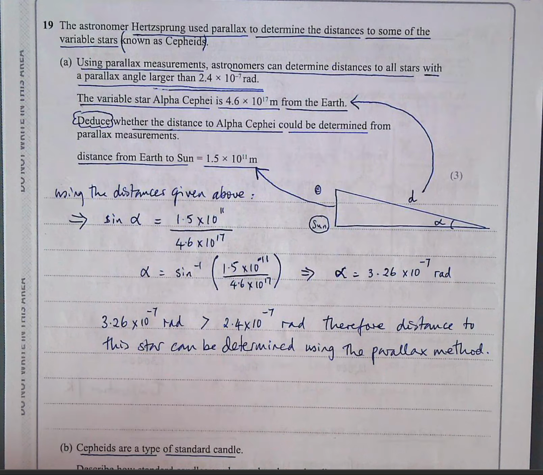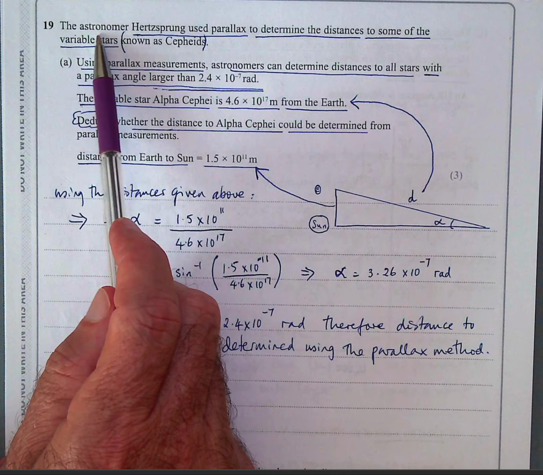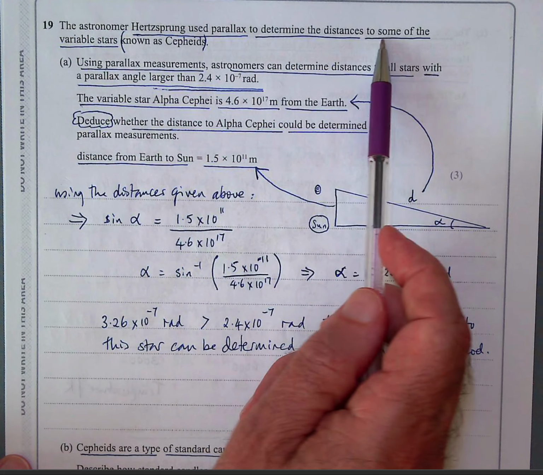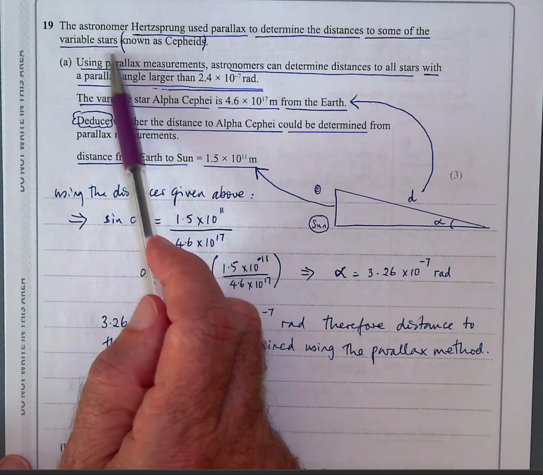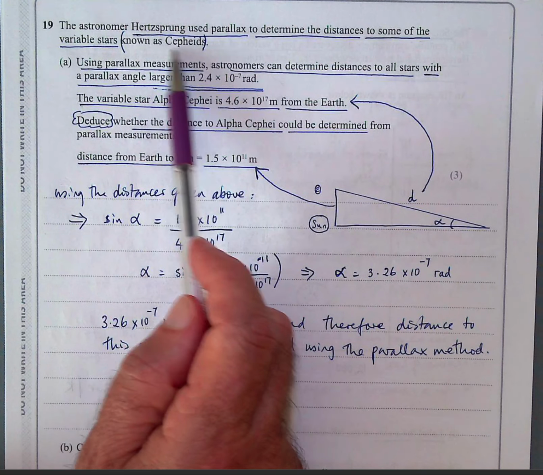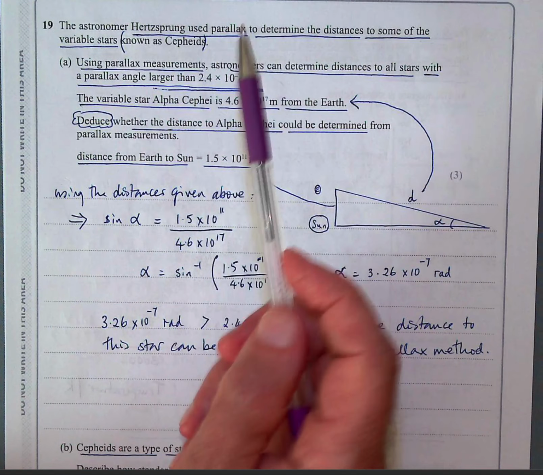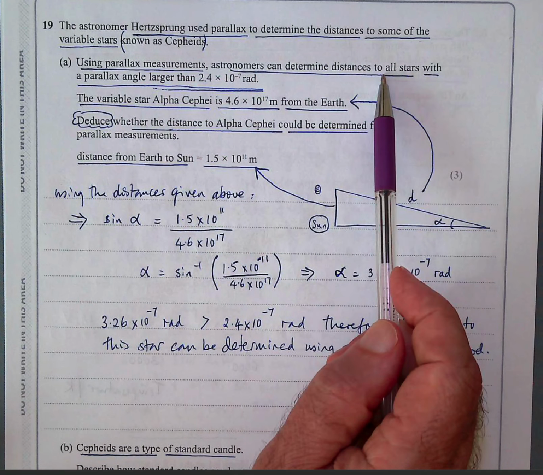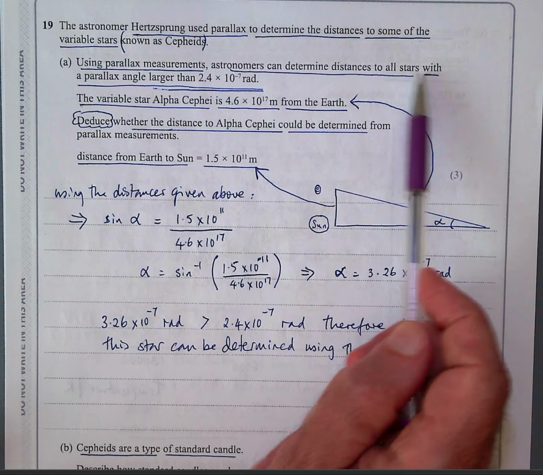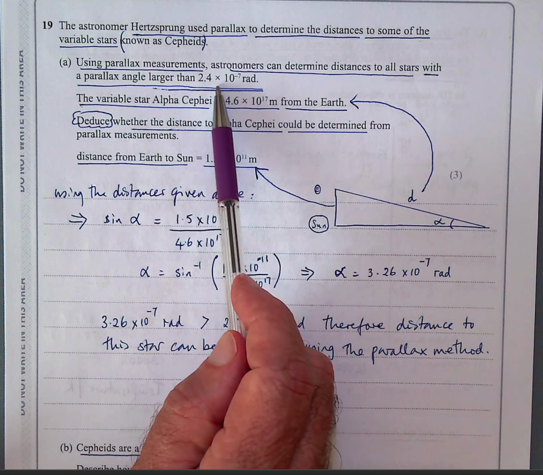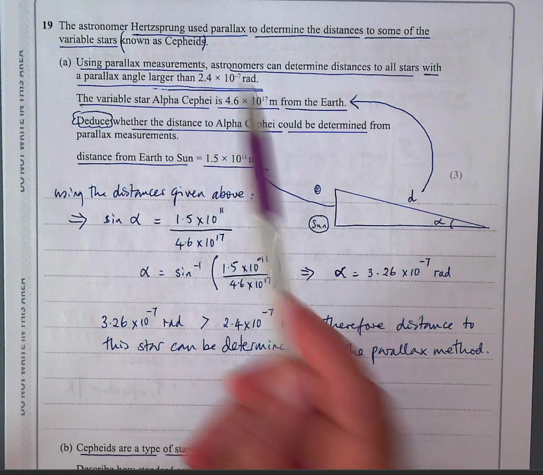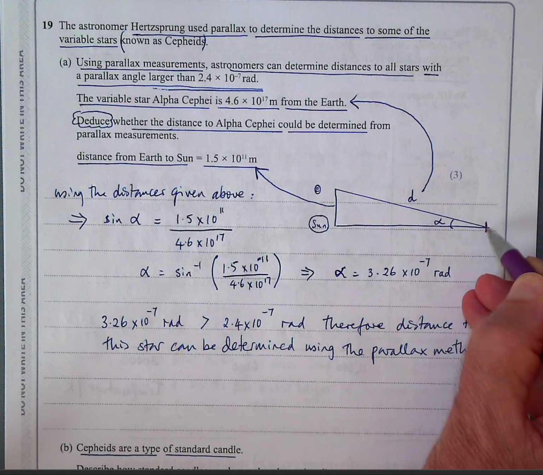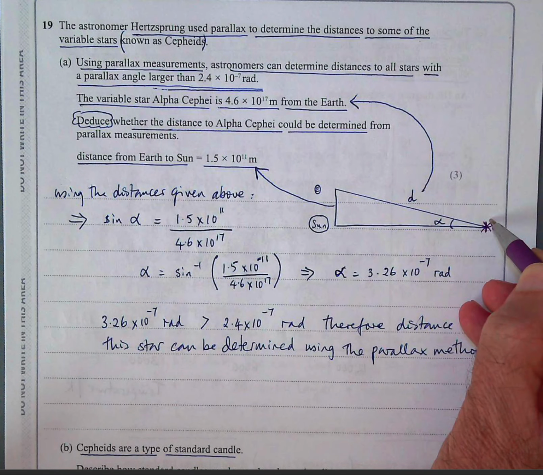Question 19. The end of the paper often finishes with astronomy. The astronomer Hertzsprung used parallax to determine the distance to some of the variable stars known as Cepheids. I don't know how you pronounce that. I call it Cepheids. Using parallax measurements, astronomers can determine distances to any star with a parallax angle larger than 2.4 times 10 to the minus 7 radians. In other words, if you look at the distant star, so say here's a star that you're looking at, so there's your star.